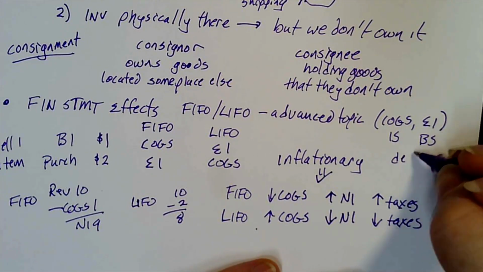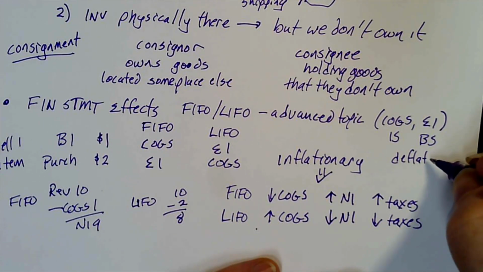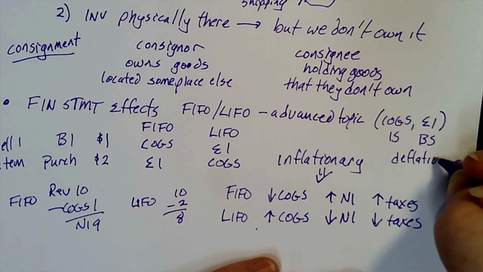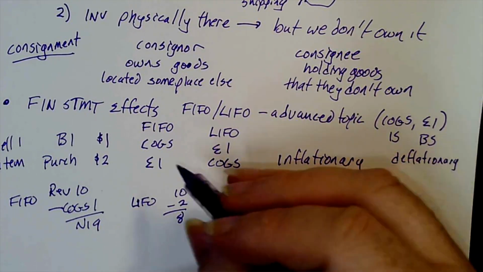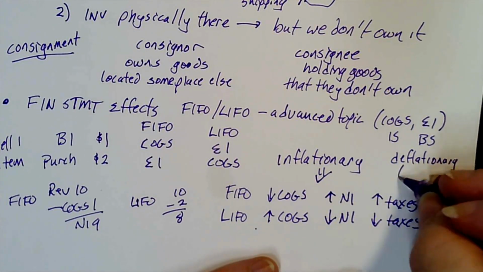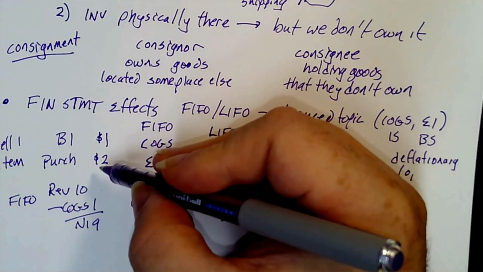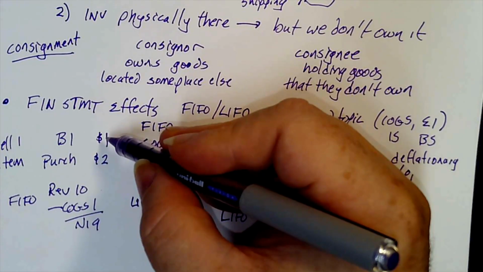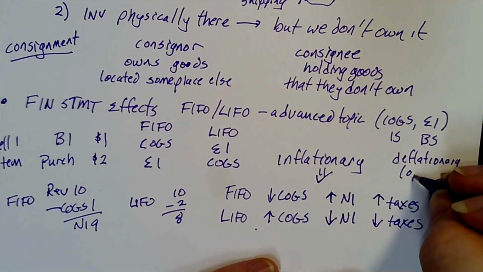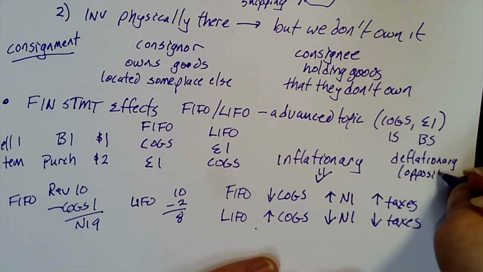Deflationary is the opposite. And I will just refer you to the book, or you can figure this out for yourself by writing the same little thing with deflationary, where instead of beginning inventory being 1 and purchases being 2, it's reversed. Beginning inventory is 2 and purchases are 1, but it would be the opposite effect.